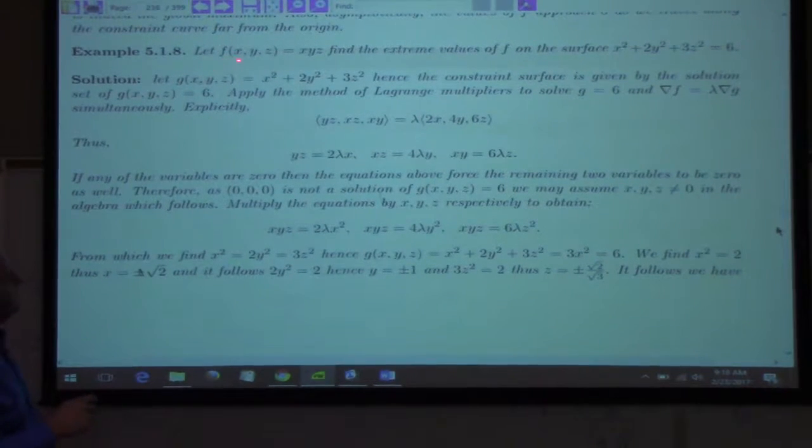Let's see here. So if we want to find the extreme values of x, y, z on this ellipsoid, again, take the gradient of f equal to lambda times the gradient of g. You got these three equations. And have you ever solved equations like this before? Probably not, right? So you got new algebra to learn here. And let common sense be your guide.